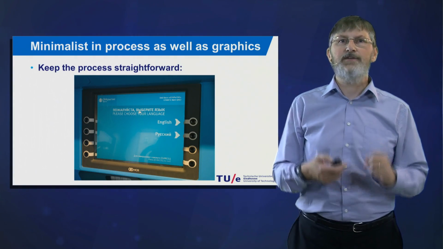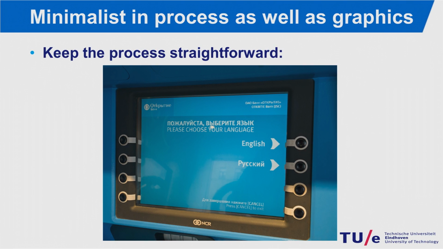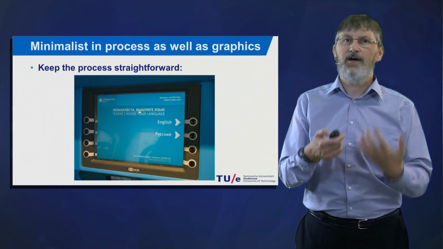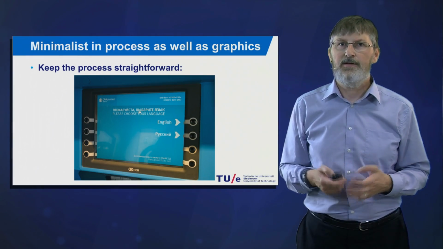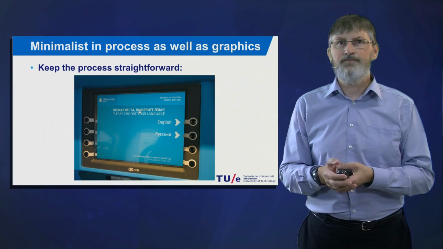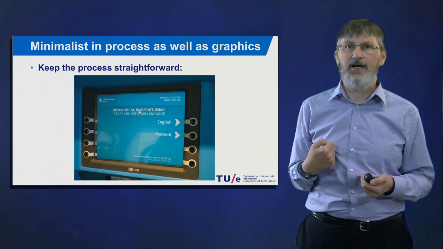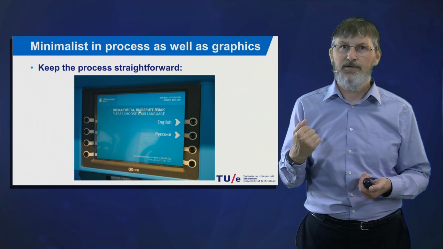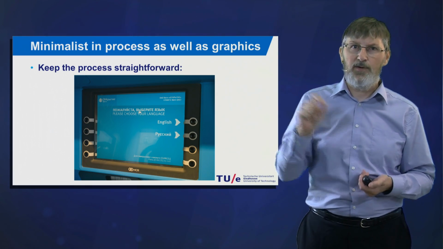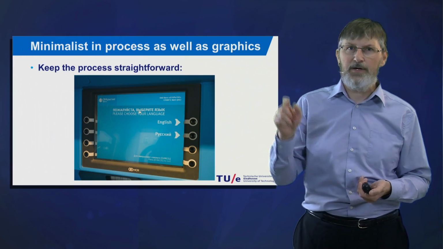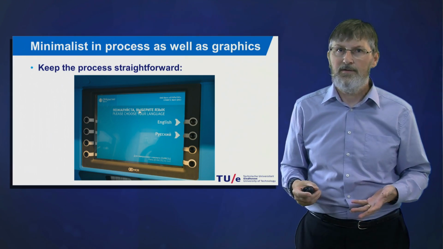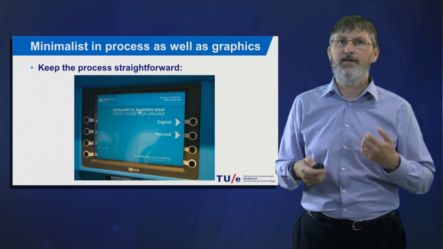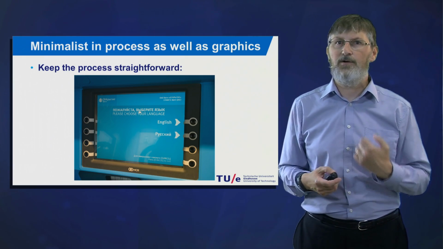Minimalist design also applies to a process, to keep the dialogue with the user simple. Here we see an example where that dialogue has been kept simple, and it's hard for users to make any mistake. When you walk up to this ATM and insert a card, the first thing it asks is whether you want English or Russian. It also shows these small arrows to point you to the buttons that are next to the screen. No one will make a mistake in this first step of the dialogue with the ATM.